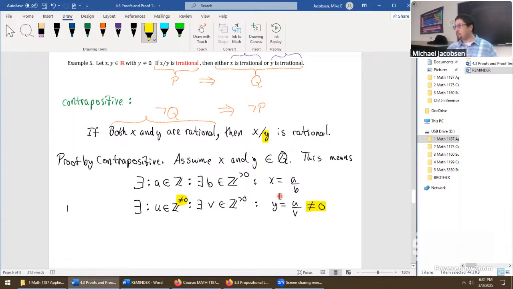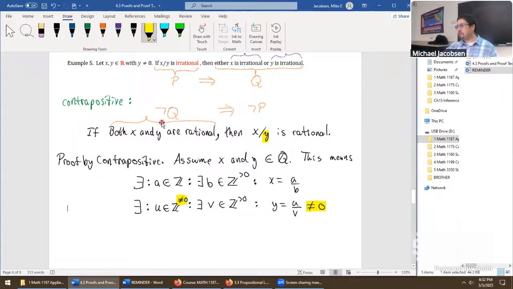From then on out, let's see what we're going for next. We have the not Q: both x and y are rational. Then we just need to show x divided by y is rational. How do we do that? Well, we have the algebraic stuff right here. We just need to put it together and actually show it's a rational number by exhibiting that the numerator is an integer and the denominator is a non-zero integer.